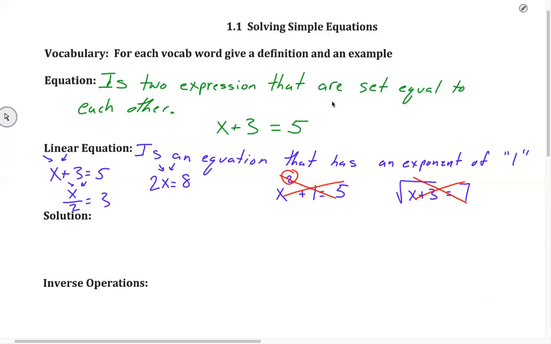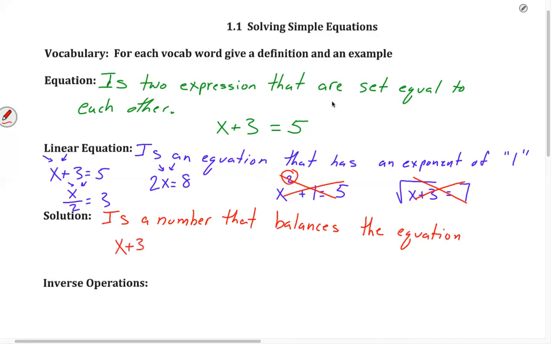Now, a solution is a number that balances the equation. Meaning, there's a number that I could plug in for x that makes the left equal to the right. So, for example, x plus 3 equals 5. Well, here, what would the solution be? Well, x would be equal to 2. Because when I plug in 2 for x, I get 2 plus 3 equals 5. That's a solution. Okay?